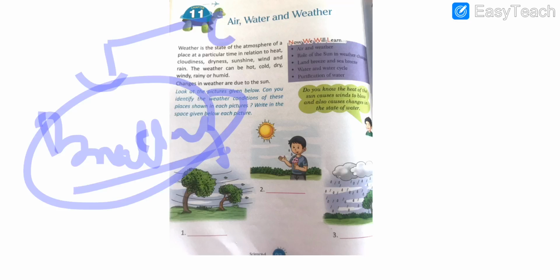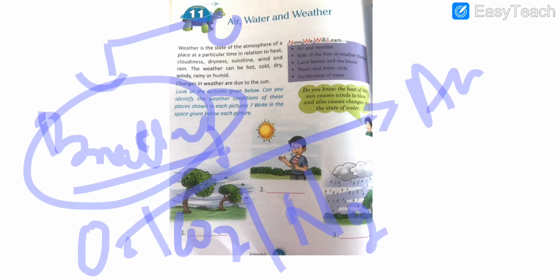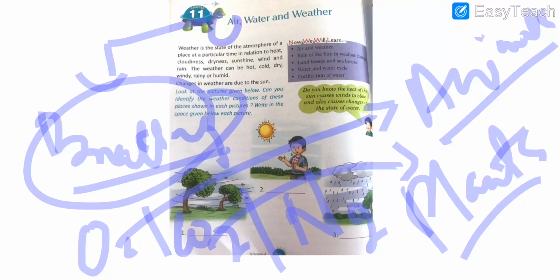Air is actually a mixture of gases, and it contains oxygen, carbon dioxide, and the major proportion of air is made by nitrogen. And the gas oxygen is used by animals for breathing, or we say respiration. Carbon dioxide is used by plants in order to carry out photosynthesis. And other gases are also present in air.